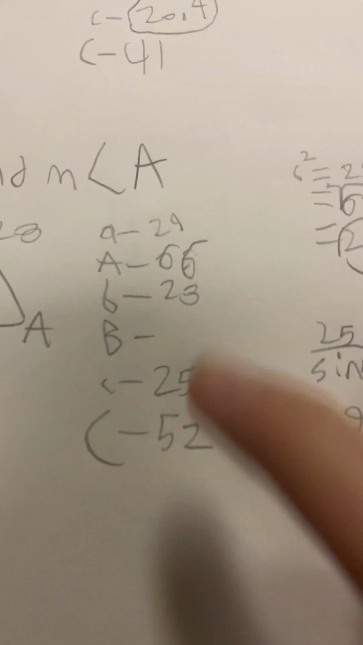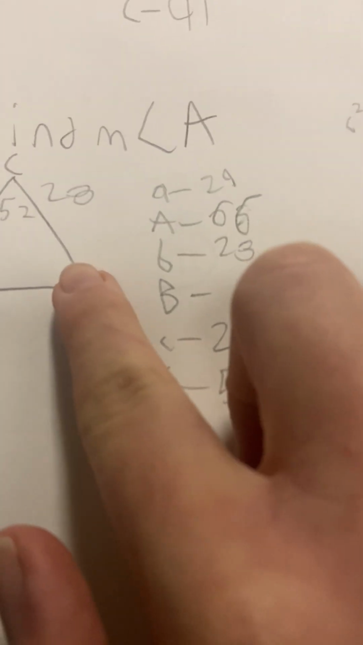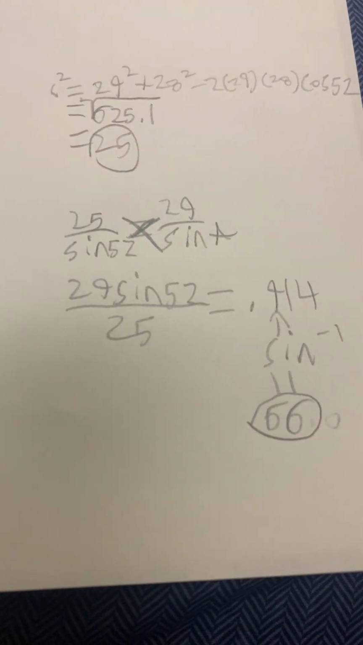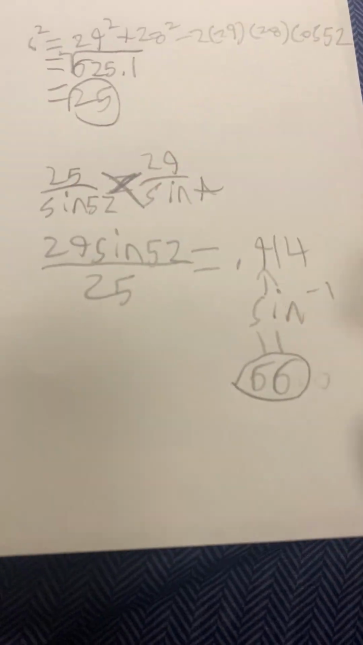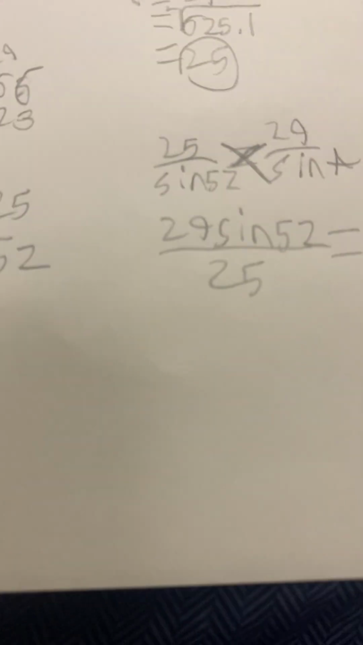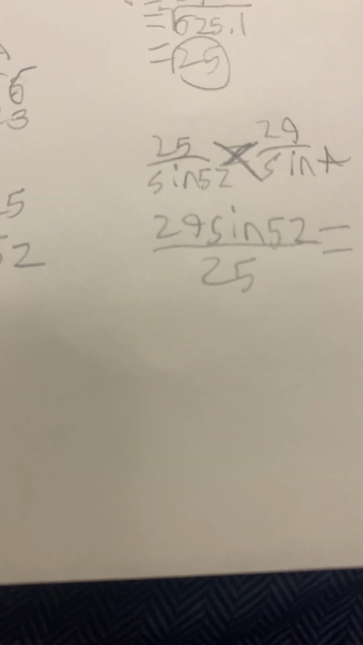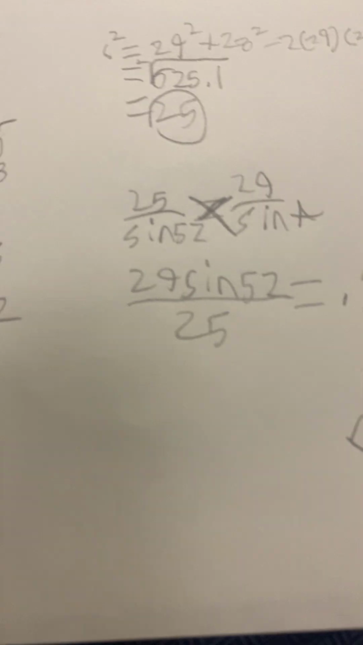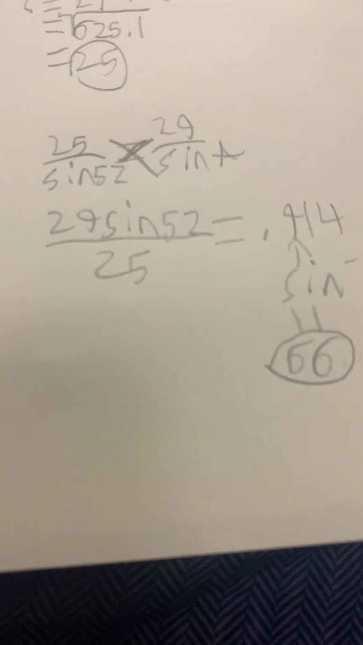But we're finding the measure of angle A, this angle right here. And what you've got to do is apply the law of sines. So like I said, set it up. You have these two originally, so use them. So 25 over sine 52 equals 29 over sine A. Cross multiply. You can do the whole worked out version if you have to, but what I do is just take these, which are going to end up on the top, and that's going to end up on the bottom because it's on the side of sine A. So you're going to end up with 29 sine 52 over 25.